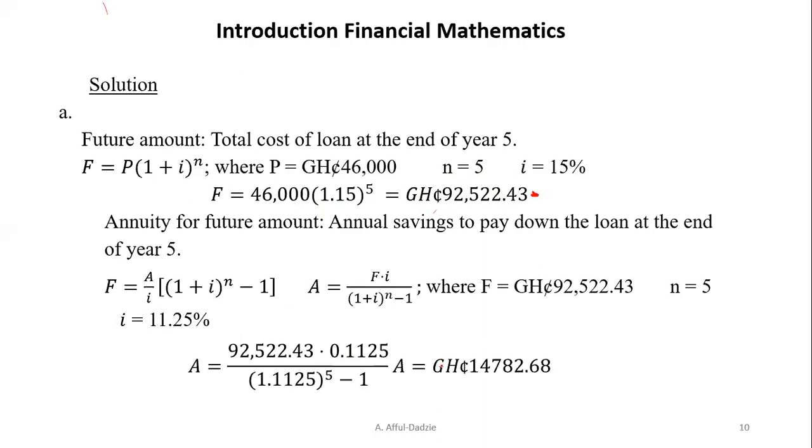So put this into this expression, and then we have 14,782 as the annual payment. So every year, at an interest rate of 11.25, we should put 14,782.68 into that account, into our sinking fund. And then at the end of 5 years, we would have raised this money and paid off the loan.